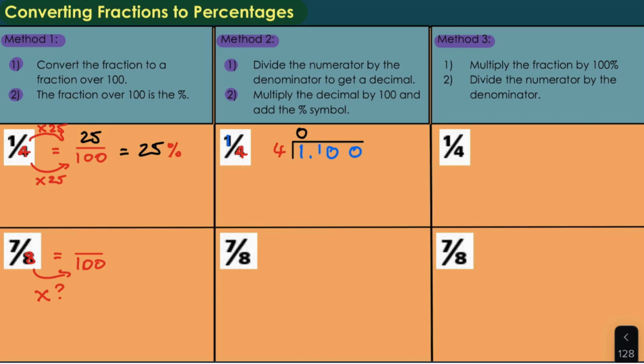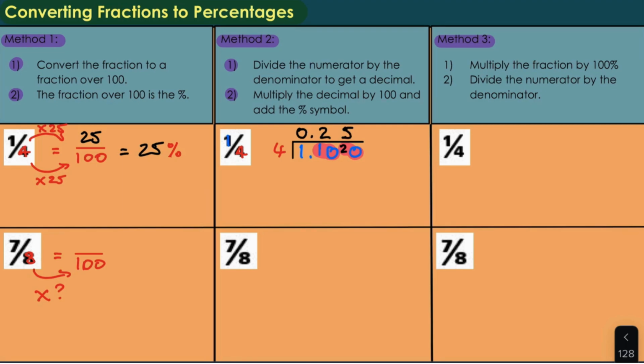That is carried over to the next digit, the 0. That makes the number 10. How many 4's go into 10? 2 4's go into 10. The remainder would be 2. How many 4's go into 20? 5. And we don't forget to place our decimal. So we have the decimal 0.25.